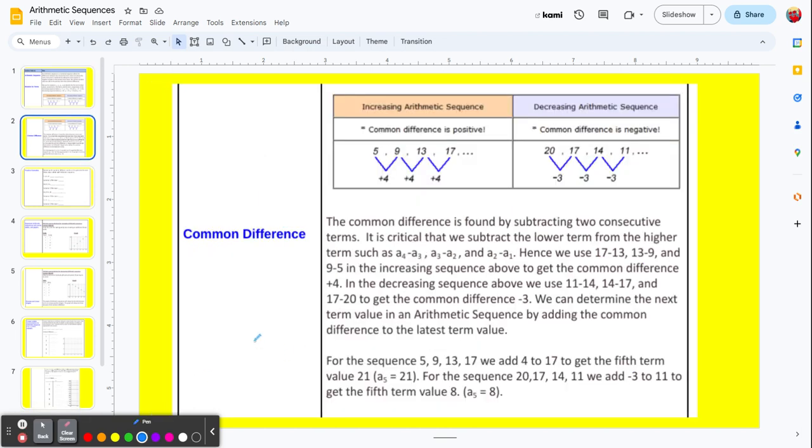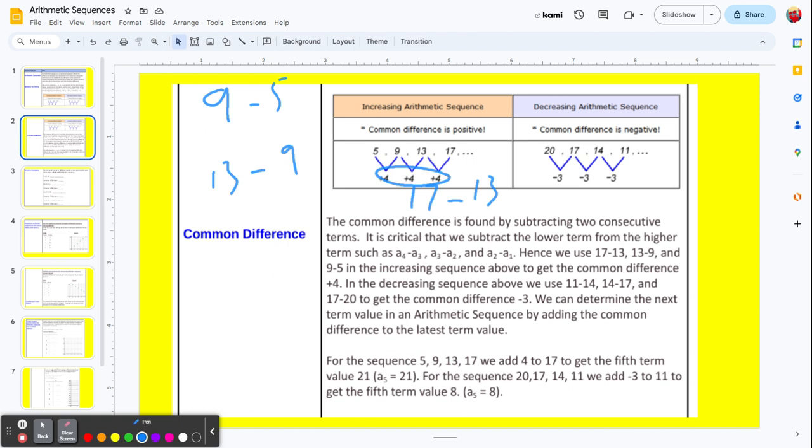The common difference is found by subtracting two consecutive terms. So first time I kind of showed you what I was adding each time. But when we find the common difference, we're going to take the a sub 4, for example, 17, and subtract 13 from it. So you take the a sub 4 minus the a sub 3, the fourth term minus the third term. Or we're going to take the third term, 13, minus the second term, 9. 13 minus 9 is also 4. Or we're going to take that second term, 9, minus the first term, 5, and we're going to get 4 there as well. So that's how we come up with the common difference, 4.